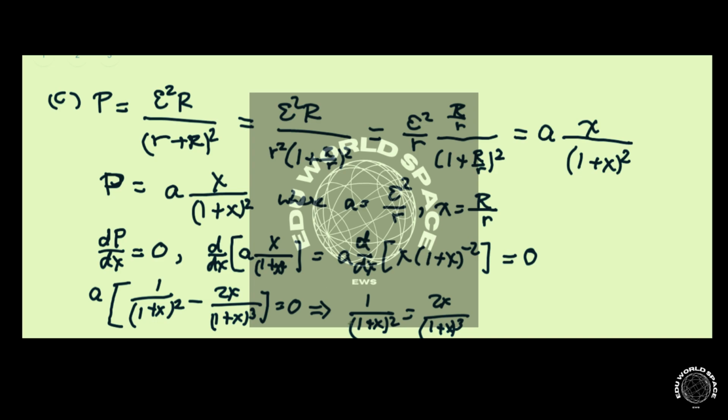And if I multiply both sides by (1 plus x) squared, then I have 1 is equal to 2x over 1 plus x. And then if I move the 1 plus x to the left side, that gives me 1 plus x is equal to 2x. And then if I subtract x from both sides, I have x is equal to 1. Let's go to a new page.